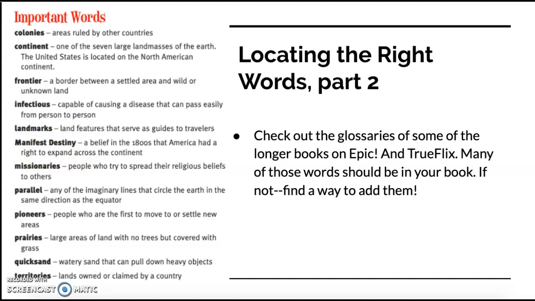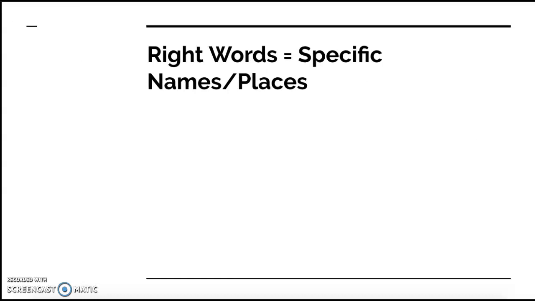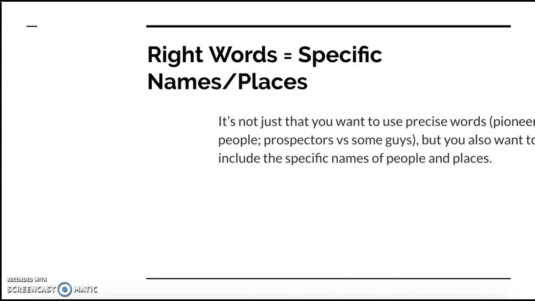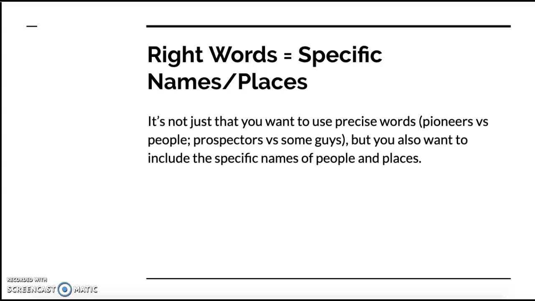So you want to sort of look at the glossaries and think, how many of these words have I used? And if the answer is not very many, is there a way that you can put your vocabulary lens on as a writer and add them? While we're talking about vocabulary, it's not just about specific words like pioneers or migrating. It's really about specific names and places. So like I said, it's not just pioneers versus people or prospectors versus some guys, but you want to be specific when you're naming people and places as well.